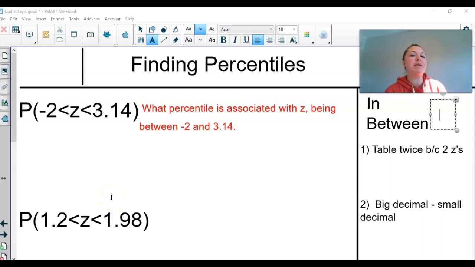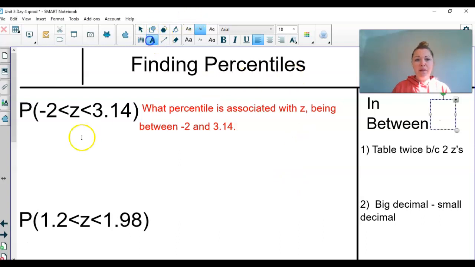Guys, my video cut out on me. So we're gonna find the percentile. Okay, so what percent of people or observations are between a z-score of -2 and 3.14? These are both z-scores. We need to go to the table twice because we were given two z-scores.